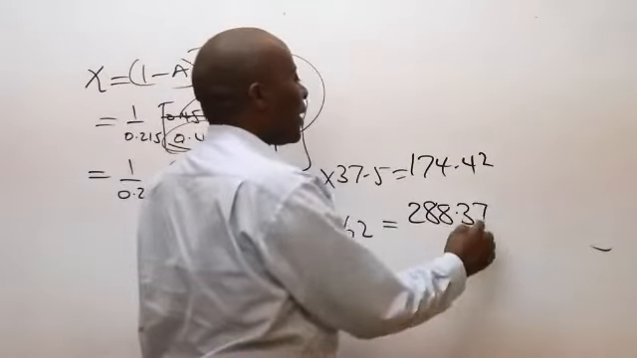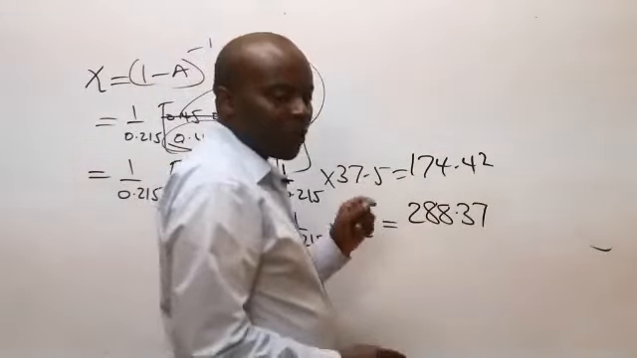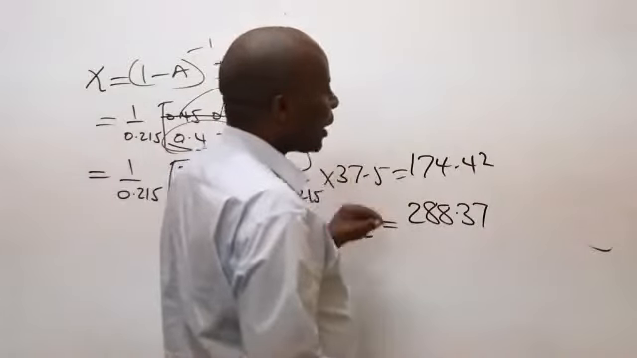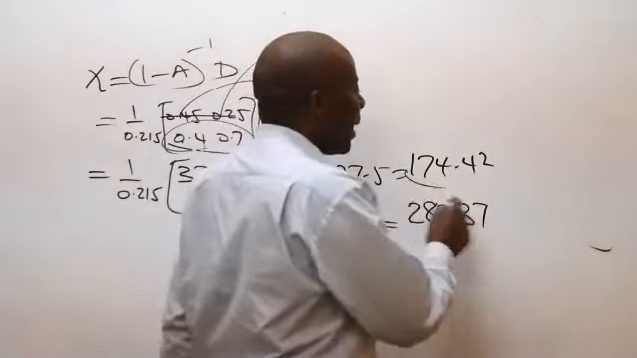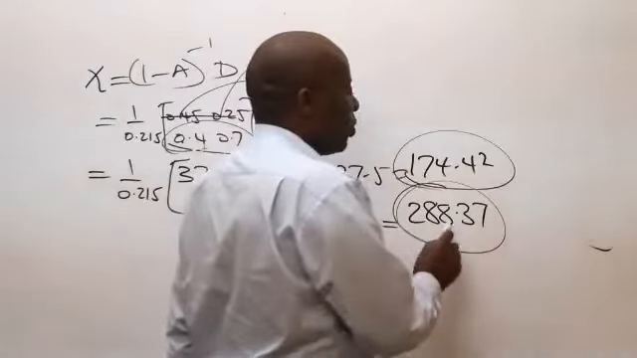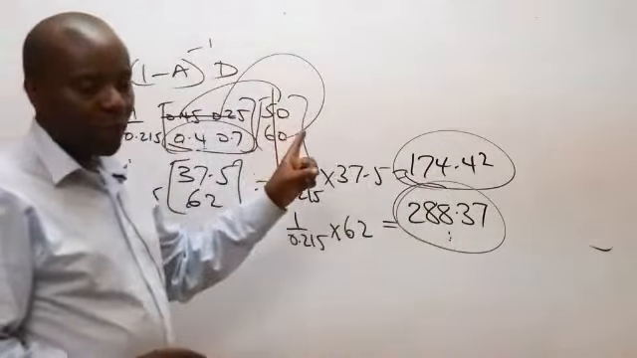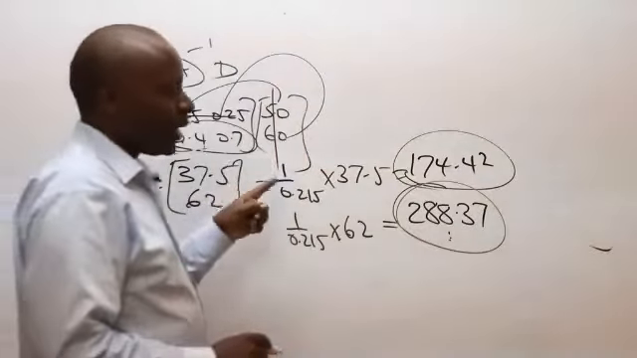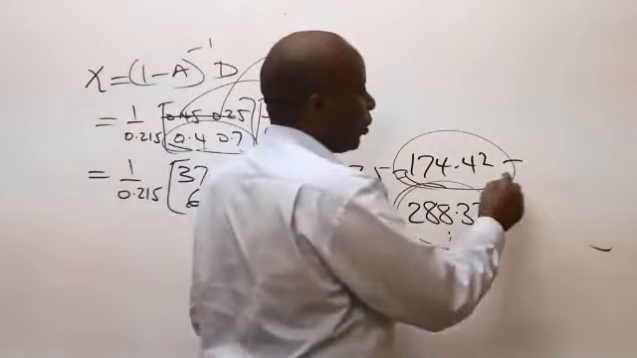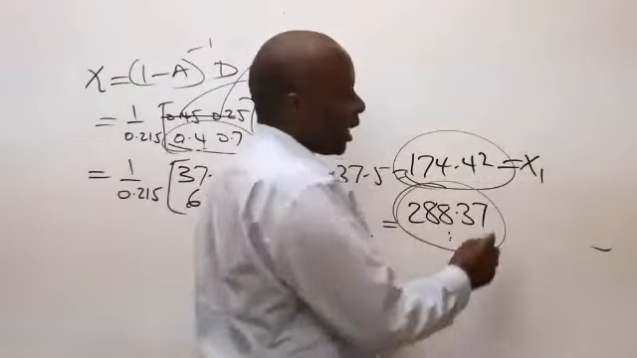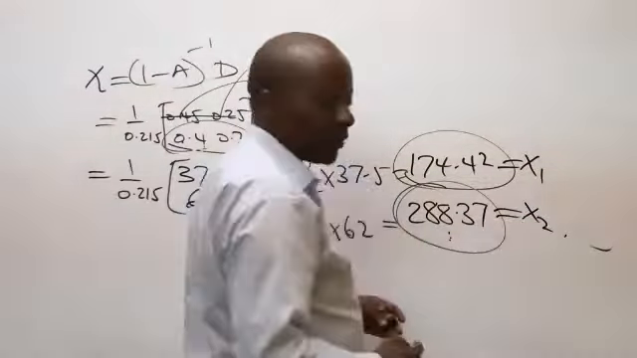288.37. So it means that for these 2 sectors to be able to satisfy total demand, they must endeavor to produce these outputs. So these are our predicted outputs. These are our X values, and because there are 2 X values, this could be my x1, and this could be my x2, like that.